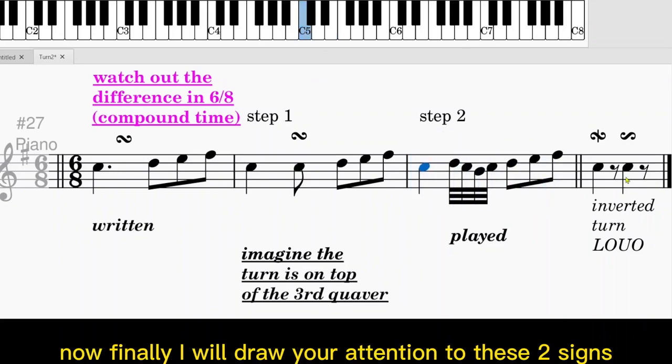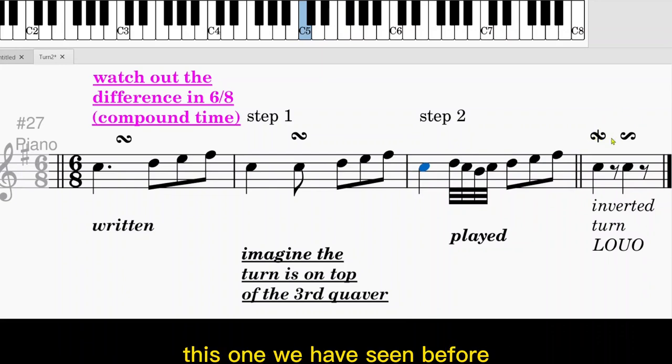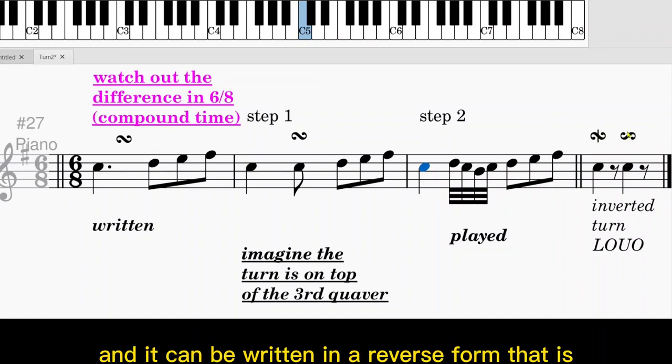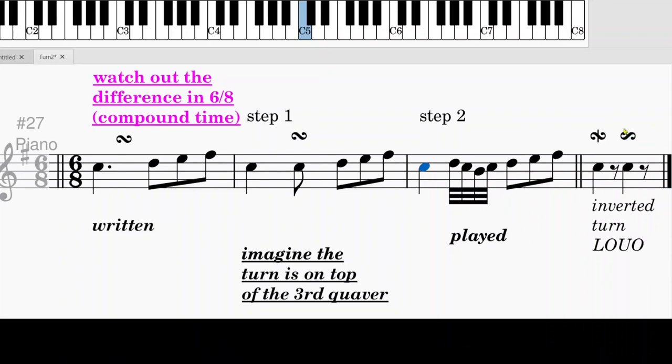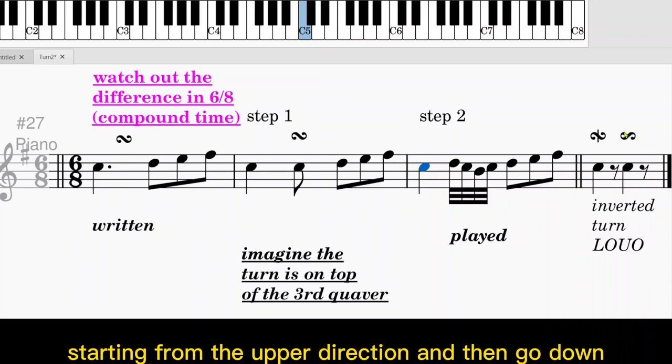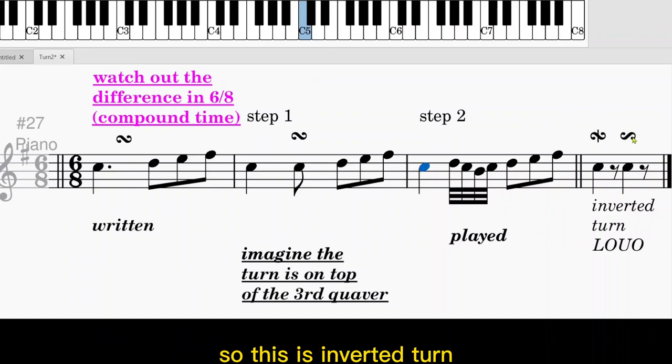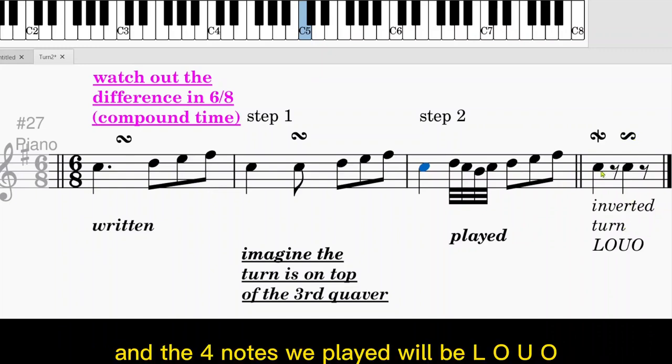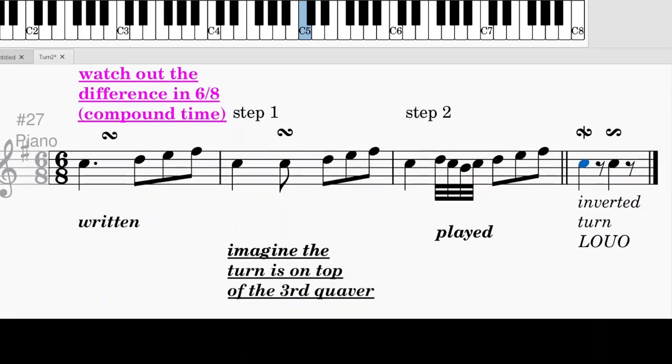Now finally, I will draw your attention to these 2 signs. This one we have seen before, that is an inverted turn. There is a stroke in the middle, and it can be written in a reverse form, that is starting from the upper direction and then go down. So this is inverted turn. And the 4 notes we played will be LOUO. It sounds like this.